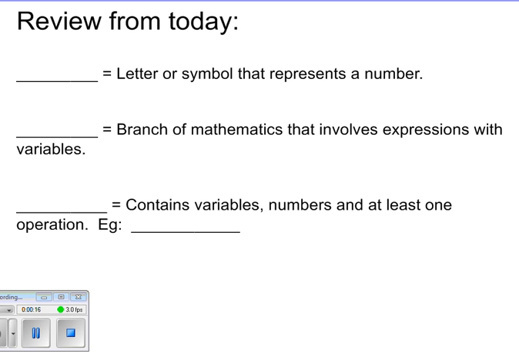The first is a letter or symbol that represents a number. We learned today that that was a variable. The next is the branch of math that involves expressions with variables, and that is algebra. And the third vocabulary word we learned today is an algebraic expression.